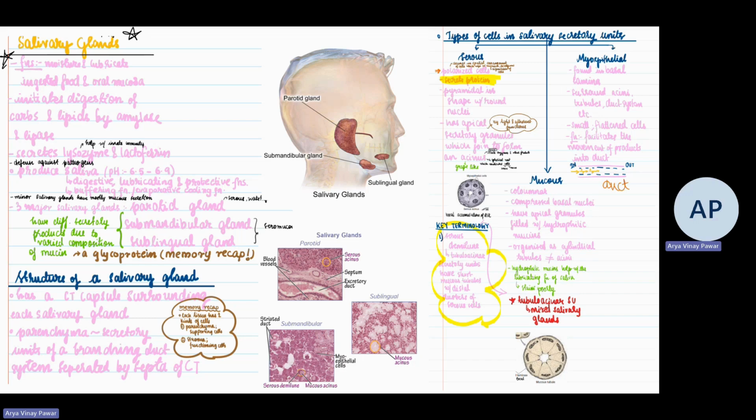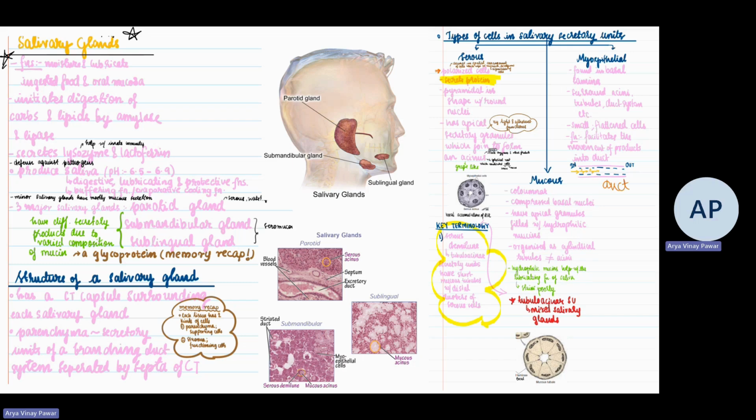Now we can talk about the different kinds of cells. We have three main kinds of cells in these salivary glands. We have the serous cells, the mucous cells, and the myoepithelial cells. So the serous cells are cells that secrete protein, whereas the mucous cells are cells that secrete mucin.